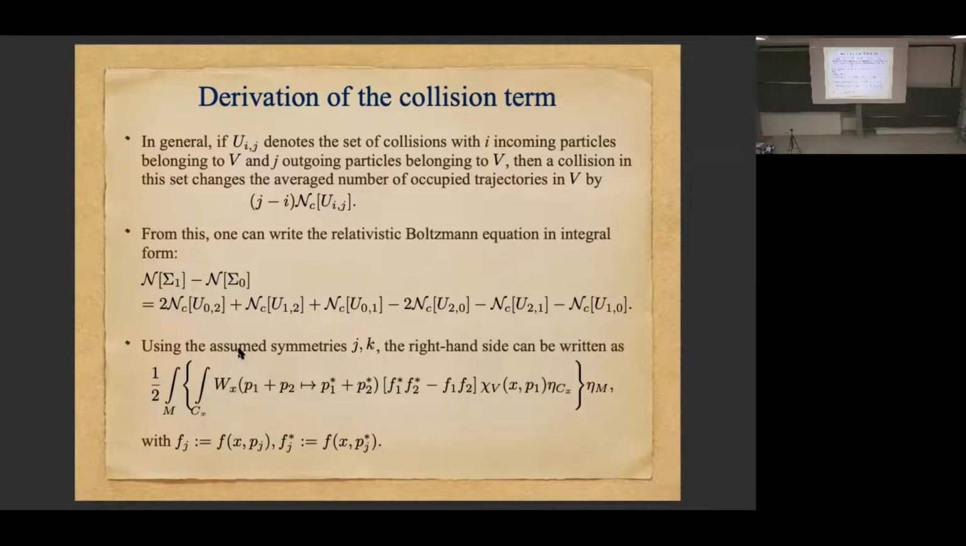But to get the usual form, what you can do is work out this right-hand side. If you do that and you use the symmetries that we have imposed on W, then you can boil it down to this expression: the 1/2 the integral over the mass shell, then you have the transition probability here and here. Well, this is the usual notation. F1, just to abbreviate, is f of x, p1, and f2 is f of x, p2, and the same with the star. So this right-hand side you can write like this.